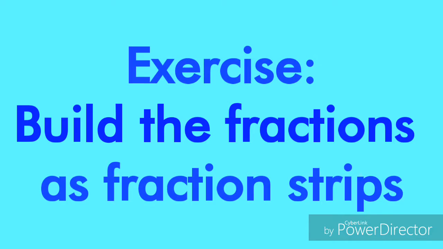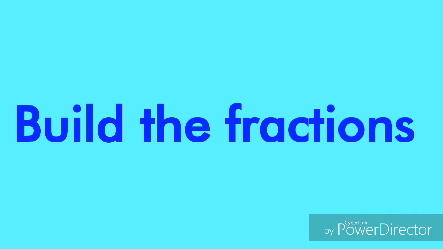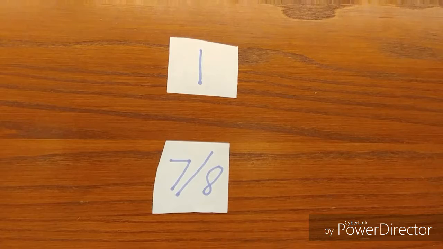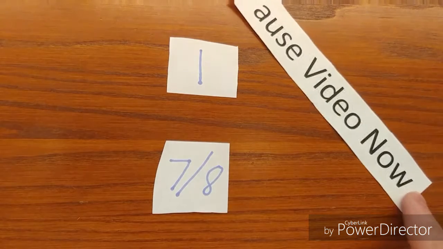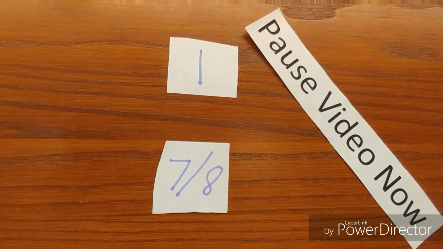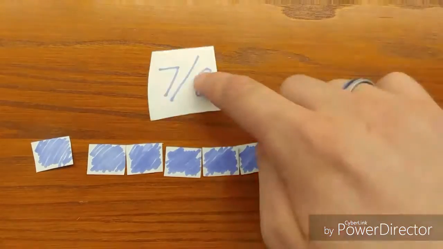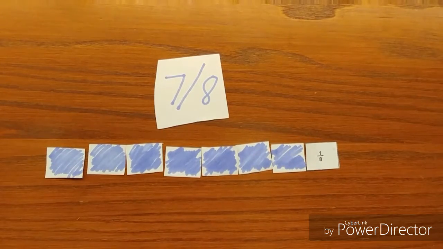I'm going to show you a fraction, and I want you to create the fraction using your fraction strips. Problem 1, 7/8. If you need more time to look at the problem, feel free to pause the video now. When using your fraction strips, 7/8 should look something like this. 7 colored in pieces and 1 uncolored piece.